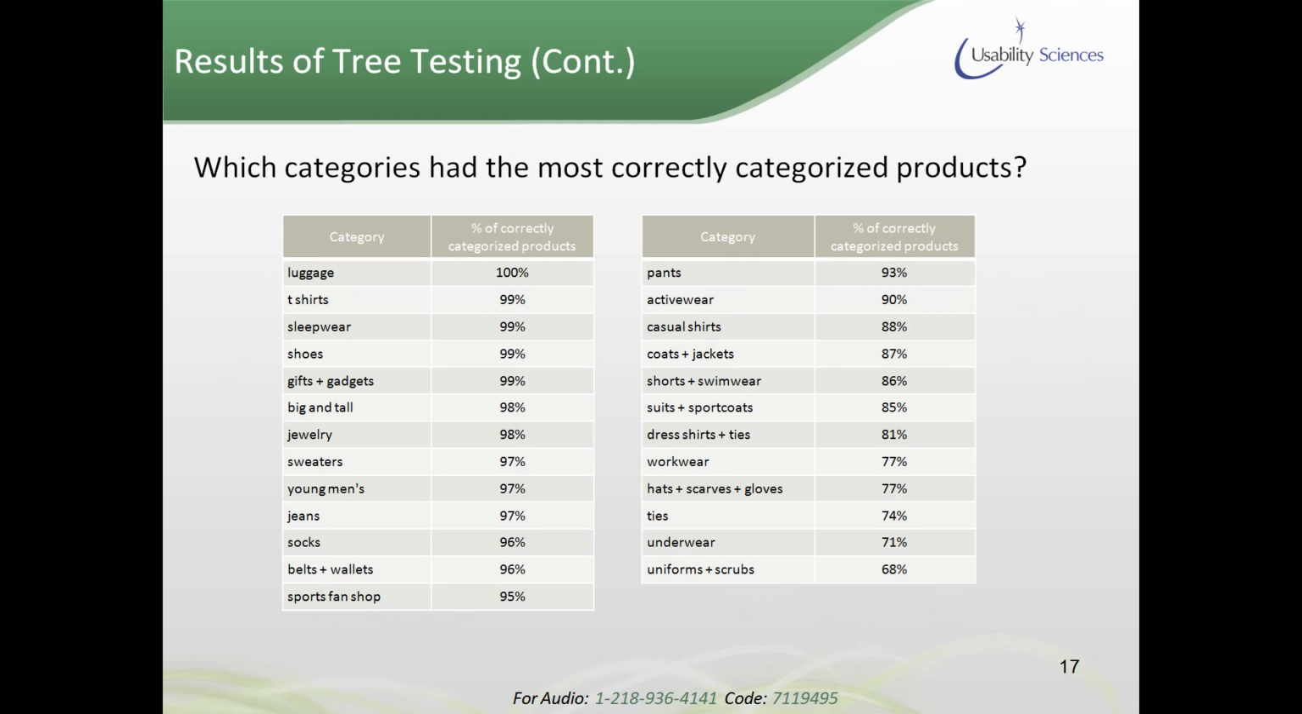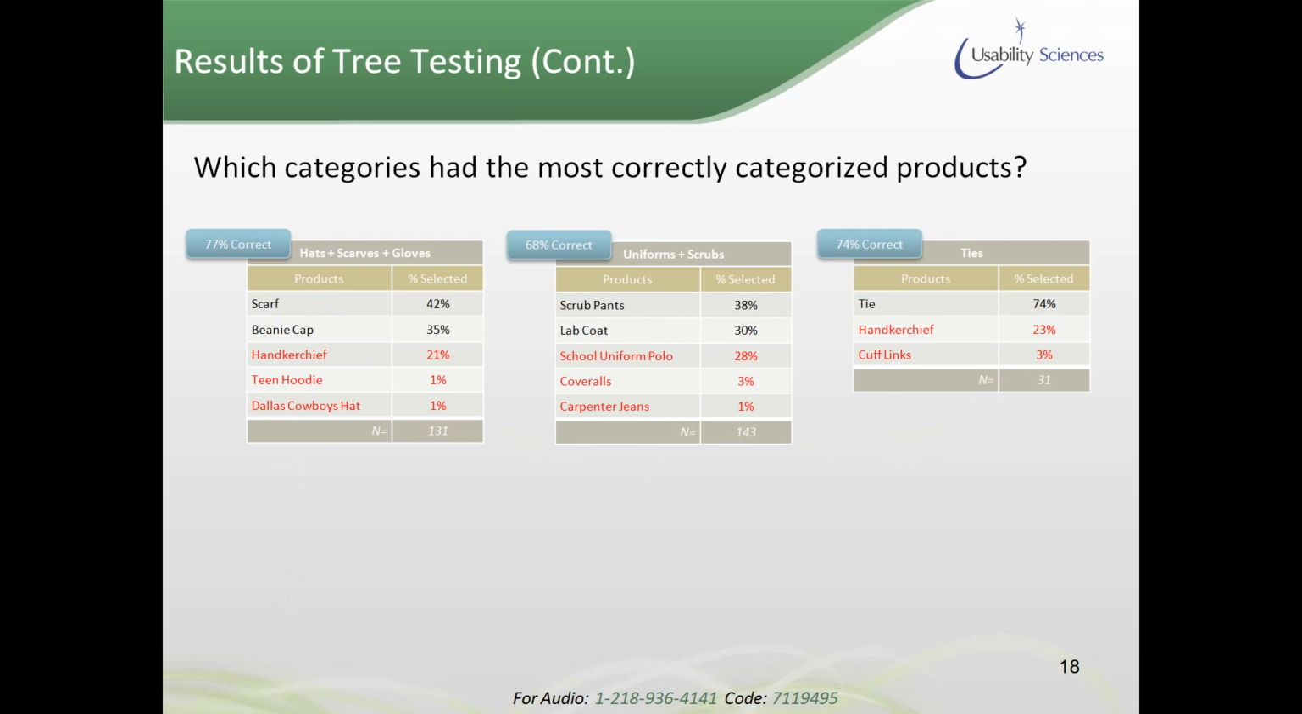Another way to look at the tree testing results is to flip it on its axis and look at it from a category perspective. So which categories had the most correctly categorized products placed within them during tree testing. You can see on this table, it's a list of categories, again, from most successful to least successful. For example, uniforms and scrubs in the bottom right corner: of the products that were placed in there, participants only placed 68% of them correctly. And so that starts to give you a feeling for where your taxonomy has some problems and where there are some opportunities to improve.